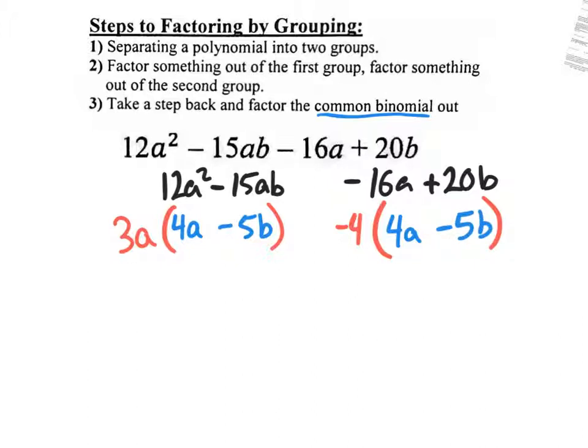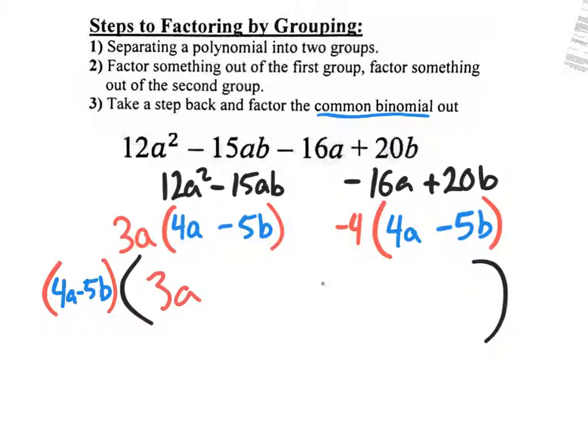And now we can see that we have a common binomial in both the first group and the second group, and that's what step 3 is. Take a step back and factor the common binomial out. I like to exaggerate parentheses, and then we're going to pull that common binomial out in the front, and that is 4a minus 5b. And then what's left over on the inside? The 3a comes down, the minus 4 comes down, and again, I just show the exaggerated parentheses so you can see that that common binomial is missing there and there.